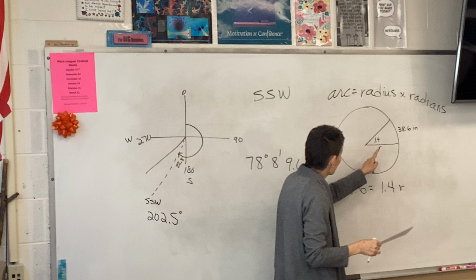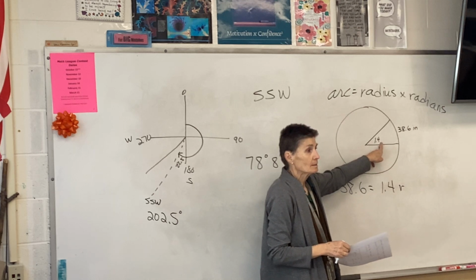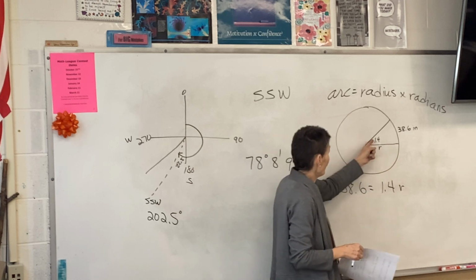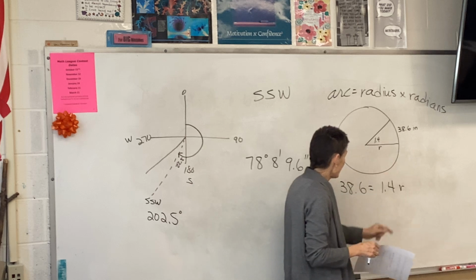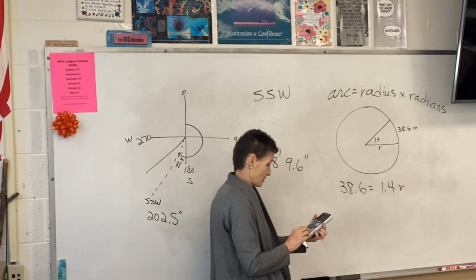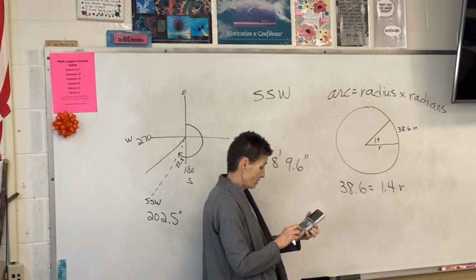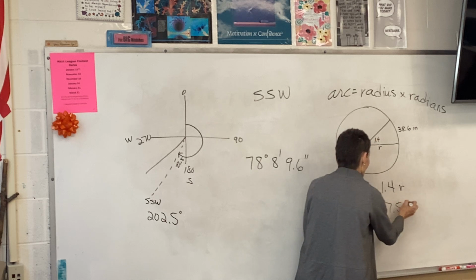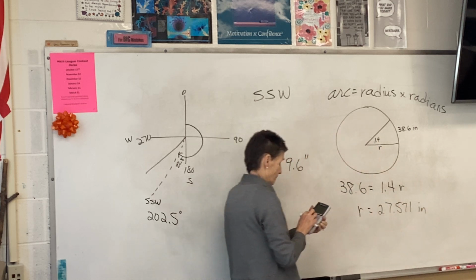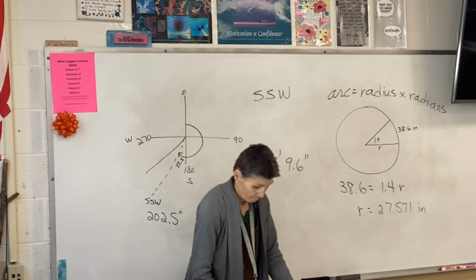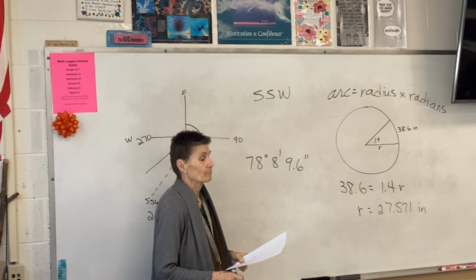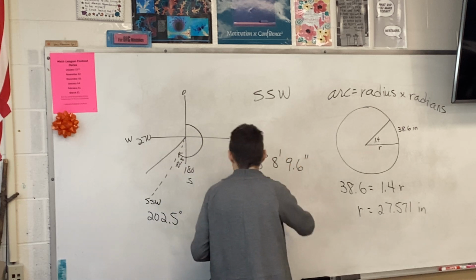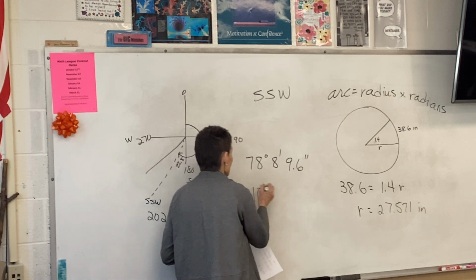And how do I know that is a radian angle? Because there's no degree mark. There's no degree mark, that's a radian. So 1.4 R gives me 38.6. So dividing on my calculator, R is 27.571 inches. All right, everyone? All right, now, calculator, cosecant 10 degrees.